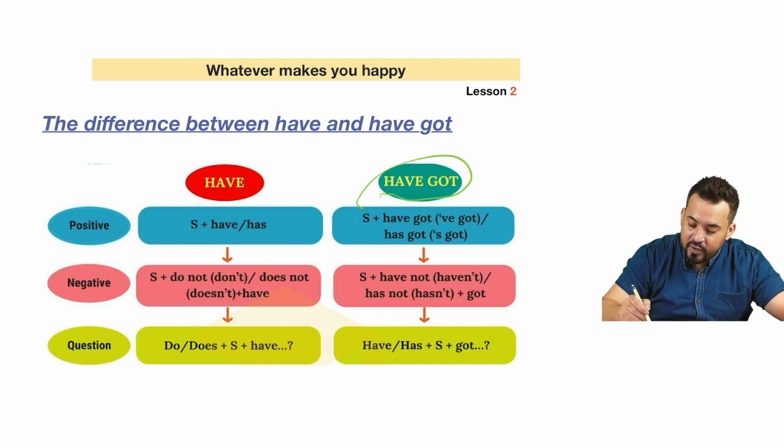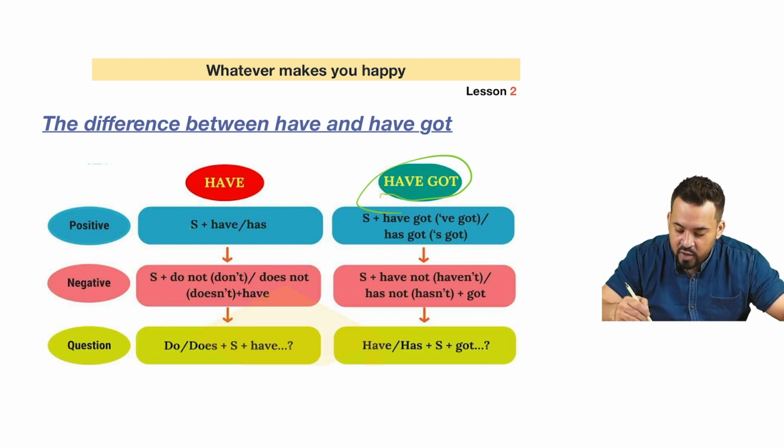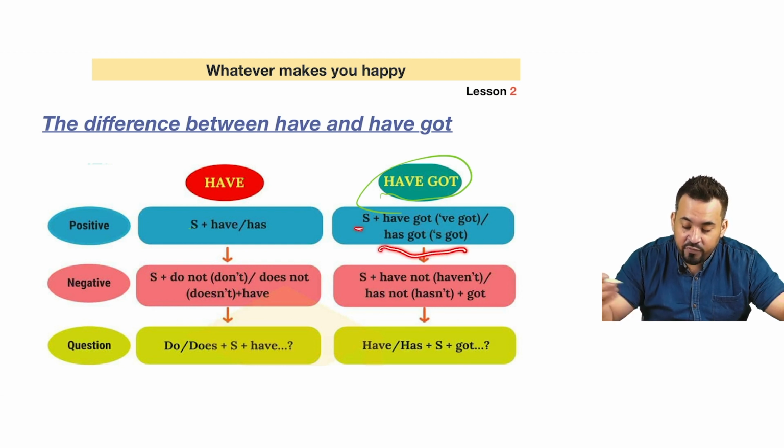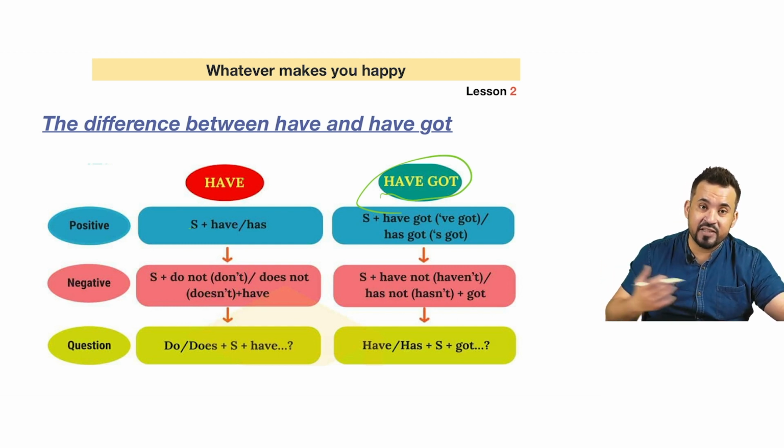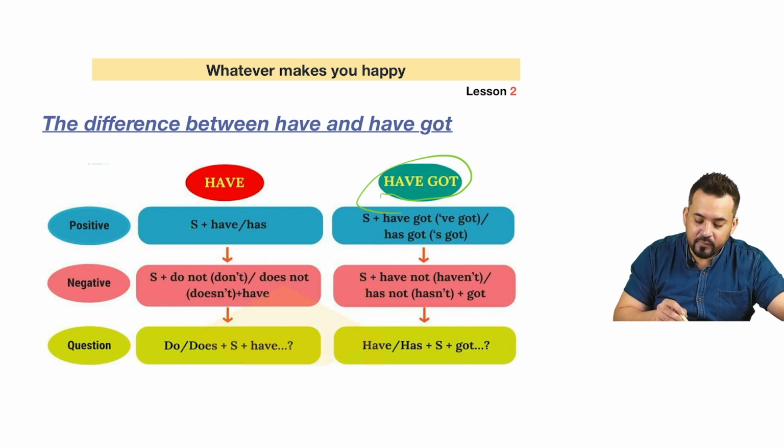In case of have got, subject plus have got, or subject plus has got, depending on the subject. S here is short for subject. So if the subject is I, you, we, they, we will say have got. If the subject is he, she, it, or a single noun or a name, we will say has got. Negative form, subject, don't have, or doesn't have, depending on the subject. Negative form, subject, haven't got, or hasn't got, depending on the subject.